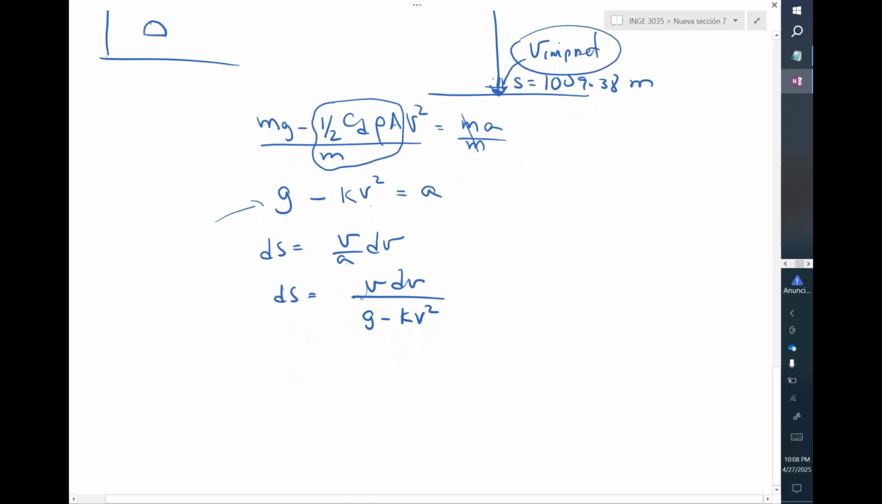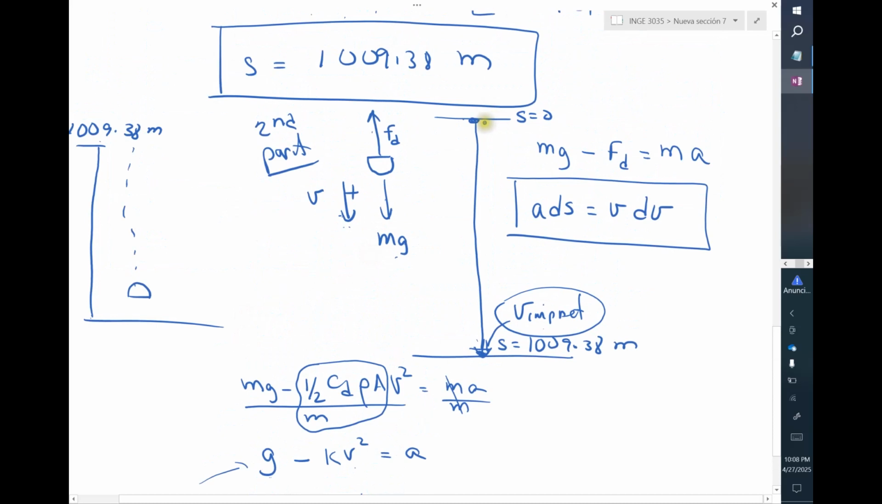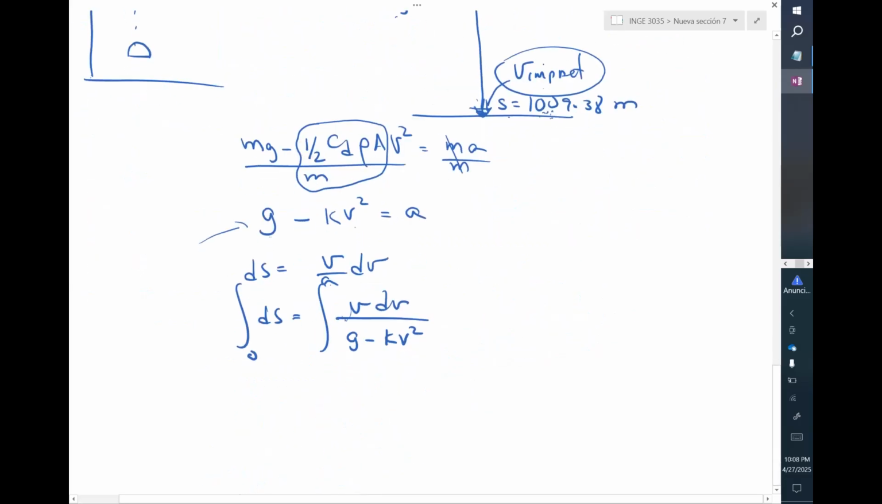All right, so now the limit for integration is when s is 0. Remember that now I changed the scale a little bit. s0 means here at the maximum height or elevation, but then as the bullet drops toward earth, that's when it's going to reach the maximum distance that I already have. That's 1009.38. So this is the final. Let me delete this. So it's 1009.38, but it starts at 0.